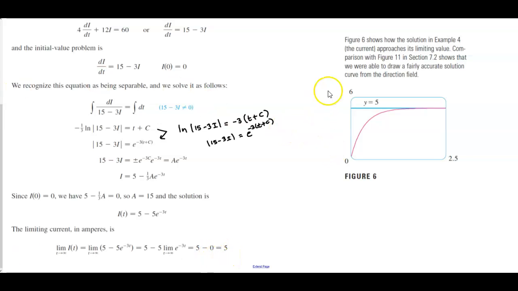And what that tells us is, if you look at figure 6, it shows how the solution in this example, which is the current, approaches its limiting value. And so comparison with figure 11 in section 7.2 shows that we were able to draw a fairly accurate solution curve with the direction field. So again, here is your horizontal line, and then there is your curve.